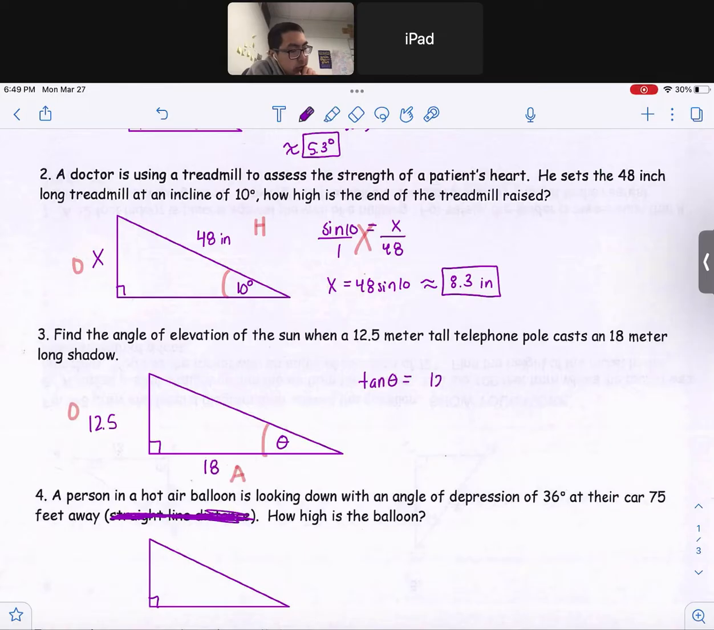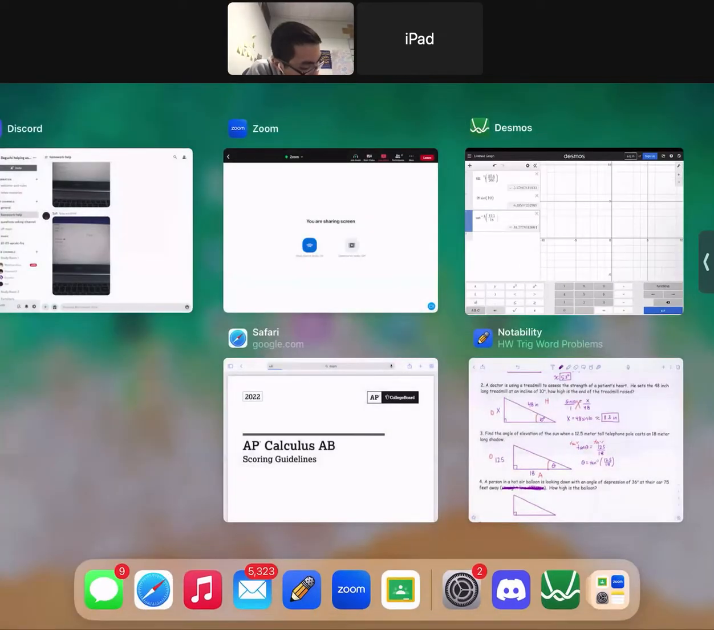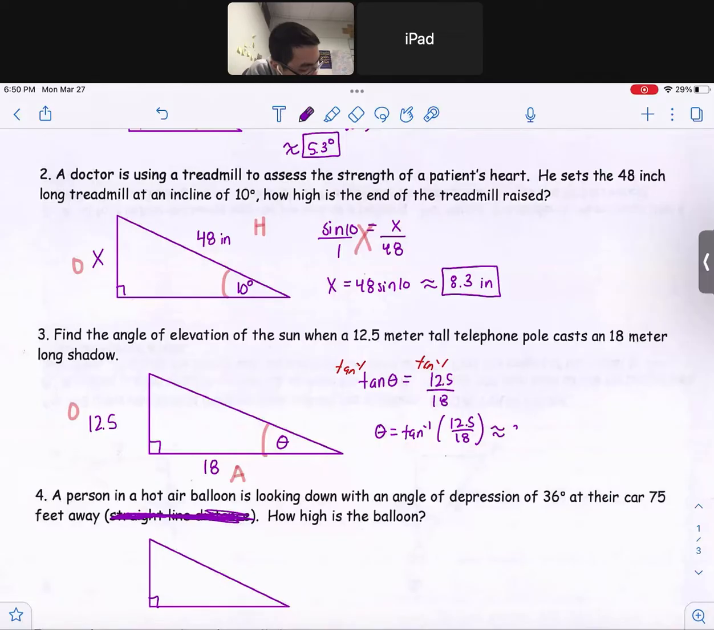Tan theta equals 12.5 over 18. To find theta, you have to do tan inverse of both sides. Theta equals tan inverse of 12.5 over 18. If you put this in your calculator, tan inverse of 12.5 divided by 18, rounded to the nearest tenth, 34.8 degrees. 34.8 degrees.